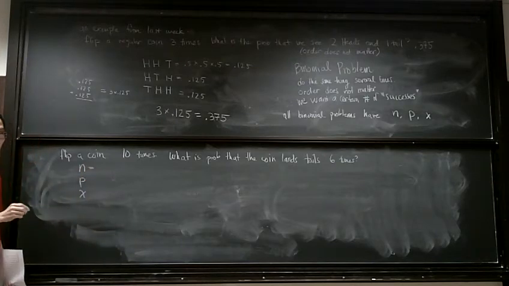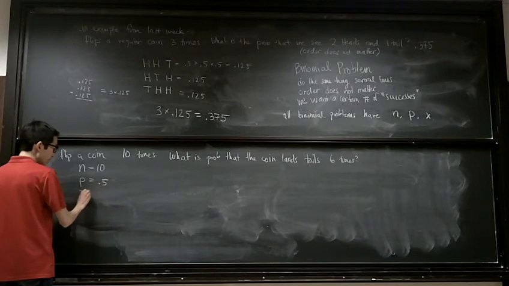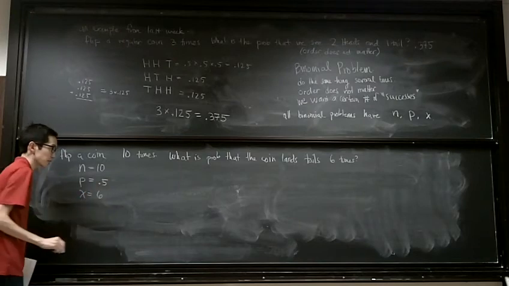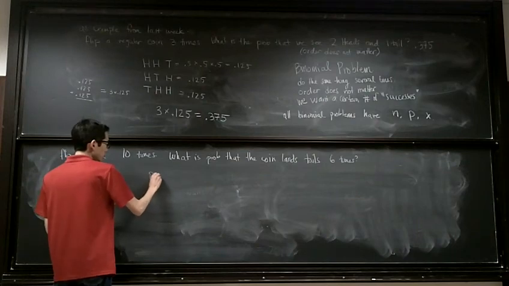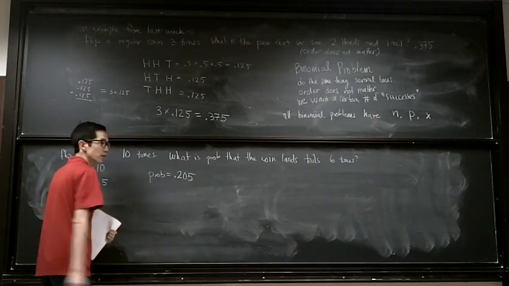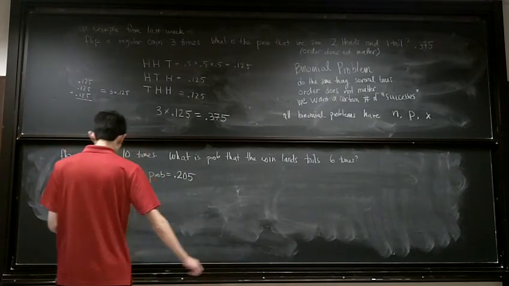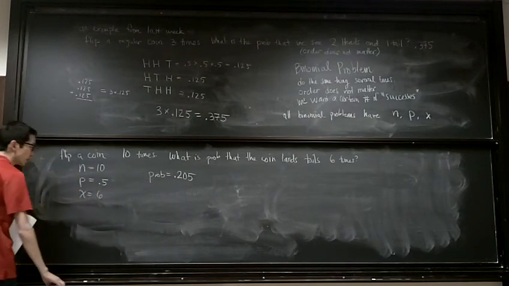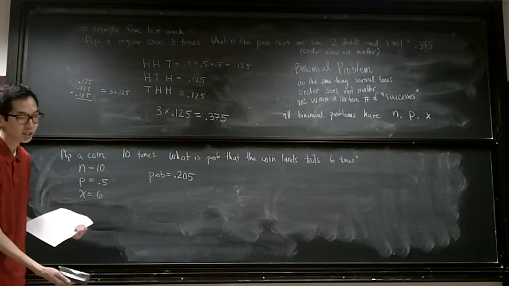N is what? 10. P is 0.5, and X is 6. So when I look that up, my probability is equal to 0.205. Great. Things can change, right? We're not always going to use P equals 0.5, and it's not always going to be coin flips.